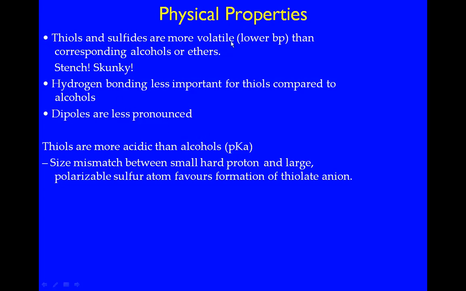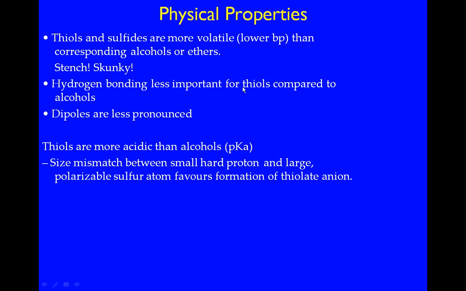Thiols and sulfides are more volatile because of less hydrogen bonding. Though sulfur is in the same group as oxygen, it's not more electronegative than oxygen. The electronegativity is more or less the same as oxygen, and they are more polarizable. They are good nucleophiles, but they are not strong hydrogen bonding donors or acceptors. As a result, you don't see that much hydrogen bonding. That's one of the reasons why hydrogen sulfide is a gas, whereas hydrogen oxide, that is water, is a liquid, right? So they are more volatile, they are very smelly, skunky.